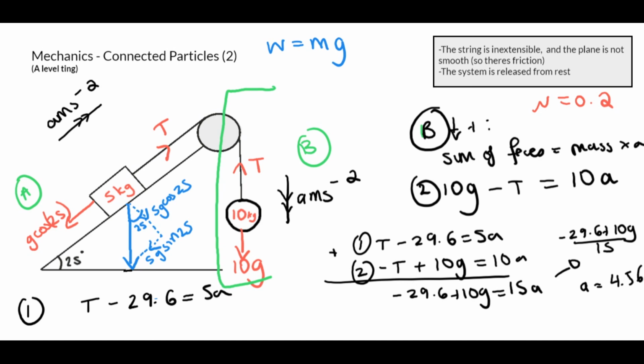Now that we get here, it's easy. You can take equation 1 or equation 2. I'm looking at equation 1 right now. I'm going to take the 29.6 to the right hand side. So if I do that, I'm going to get T is equal to 5A plus 29.6. But we know A now, we just found it, so we can find T. We just put 5 times A, which is the 4.56, plus the 29.6, and you should get the answer being 52.5. Calm! Hey, listen, the tension's in newtons as well, yeah?